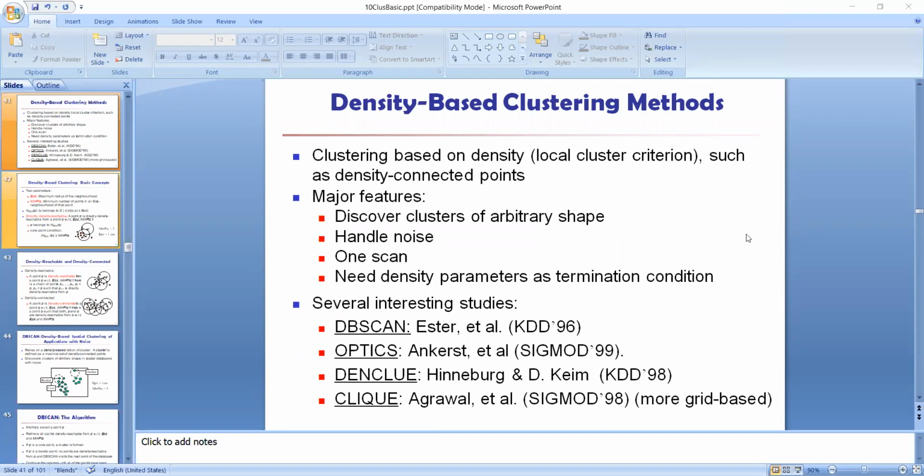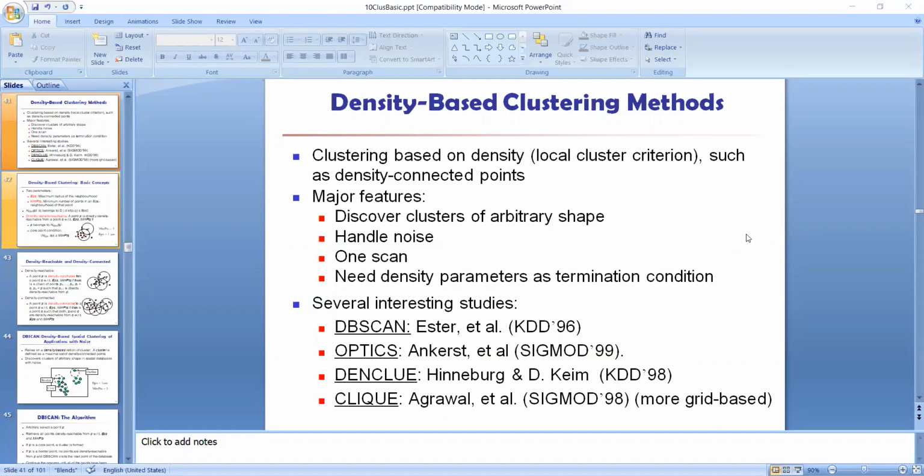So we had seen that if you are using any hierarchical clustering method or any partitioning clustering method, it will be mostly finding out the clusters in spherical shapes. So here in density based clustering methods, we can get the clusters of arbitrary shapes, and also within one scan we can get the clusters.